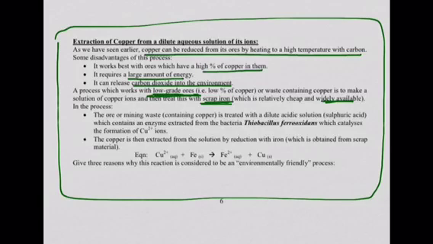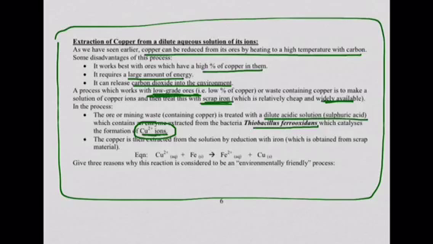And the way that they do it is a dilute acidic solution, usually sulfuric acid, and it contains an enzyme that's extracted from a bacteria, Thiobacillus ferrooxidans, basically a bacillus bacteria that can take iron and use that as an oxidation process. So what it'll do is take the copper from the ore and bring it out in the form of copper ions. So this treatment will extract Cu2+ ions.